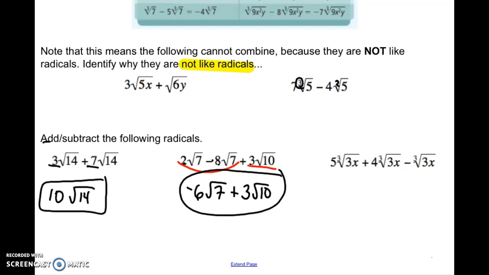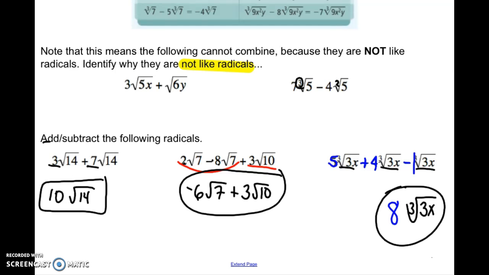Okay, next problem. We have 3 terms, but they are all like terms because they all have that cube root of 3x under them. So all we need to do is add our coefficients. 5 plus 4, remember the invisible 1. When we put 5 plus 4 minus 1 together, we get 8. So that's the quick, fast way on how you add and subtract radicals.